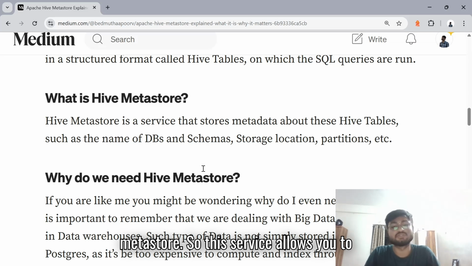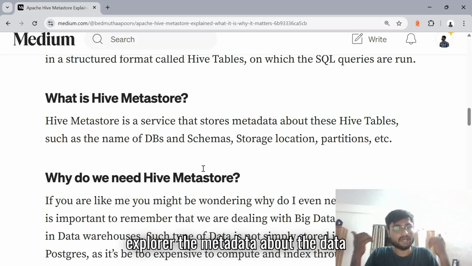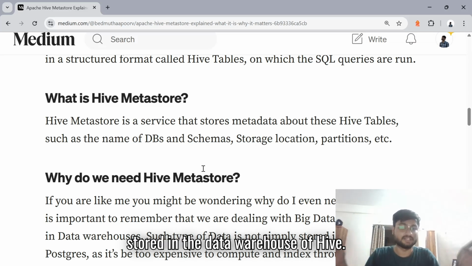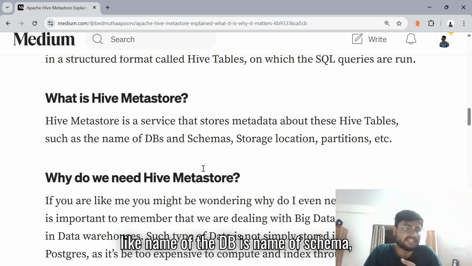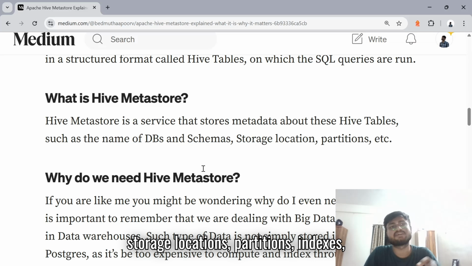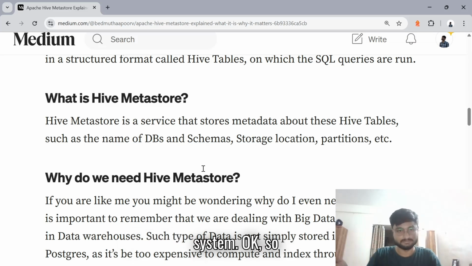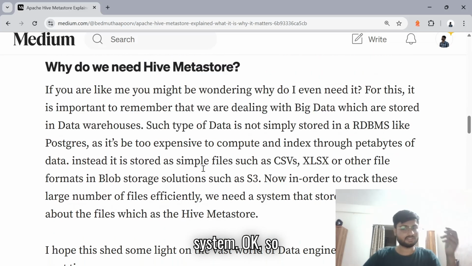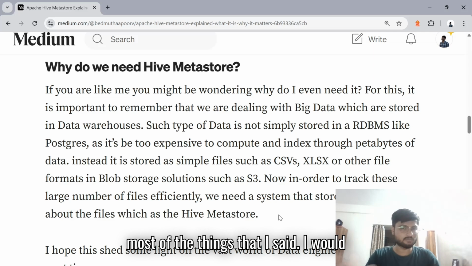So this service allows you to not really store, but rather explore the metadata about the data stored in the data warehouse of Hive. All right. Some basic examples are names of the DBs, names of schemas, storage locations, partitions, indexes, etc. that are present in the Hive system. Okay, so I believe that should clarify most of the things that I said.